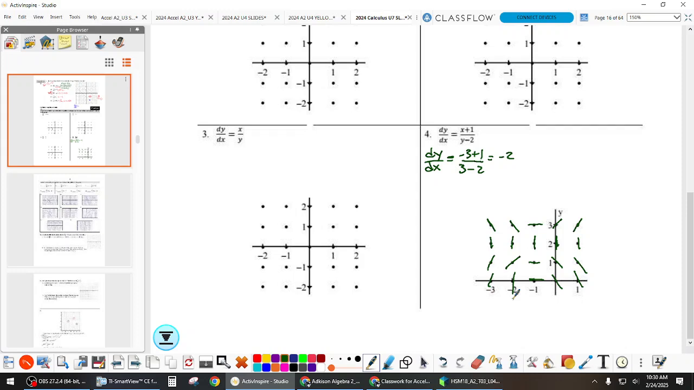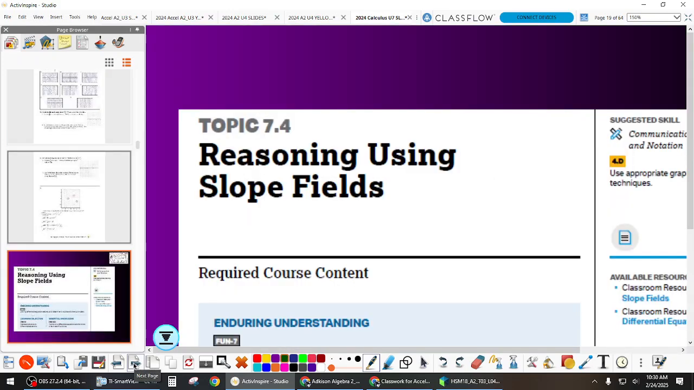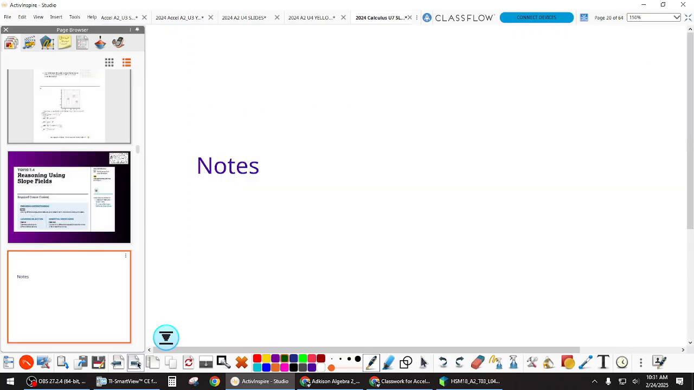I think that covers what we did, just to kind of get back into these, since they are so different than what we've done. So today we're going to talk about, zoom out, there we go. We're going to estimate solutions based on these with slope fields, which I think is what you were talking about is easy on the test. Yeah. Okay.